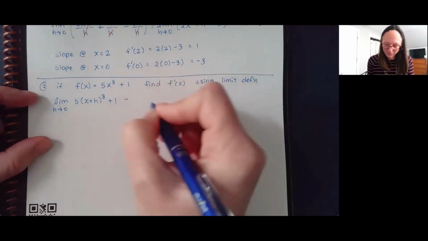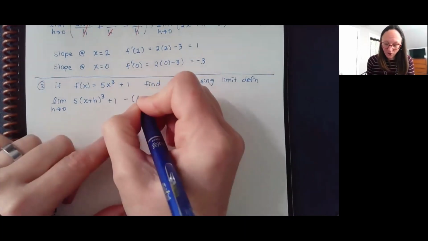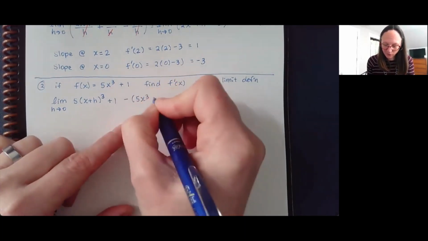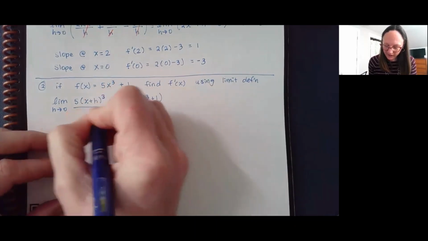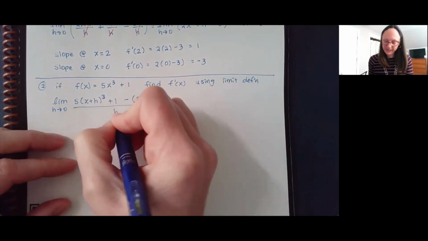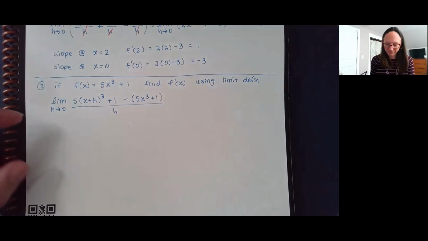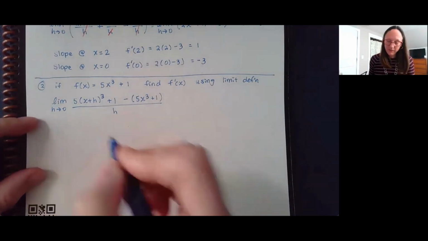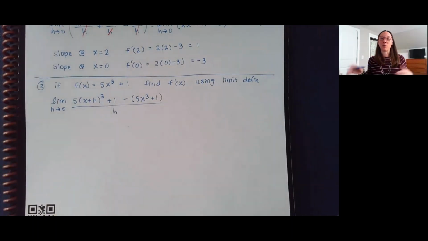And then we're subtracting off from that our function. So 5x cubed plus 1. And that whole thing is over h. First thing we try with a limit problem is plug in the 0. If you've done this correctly, you should always get 0 over 0. So I actually skipped that step.